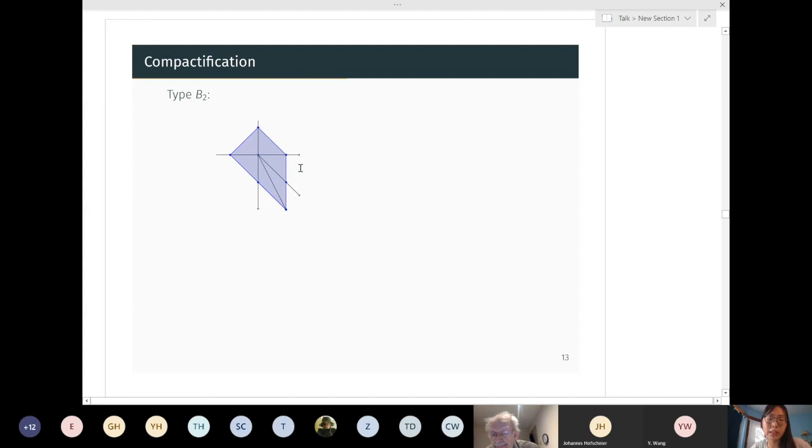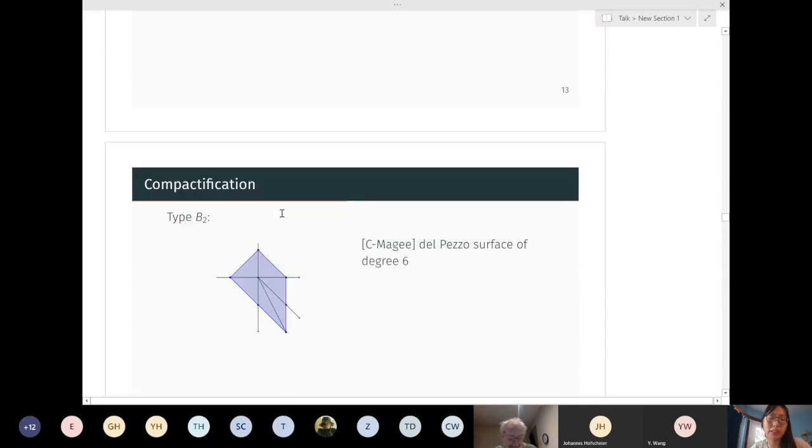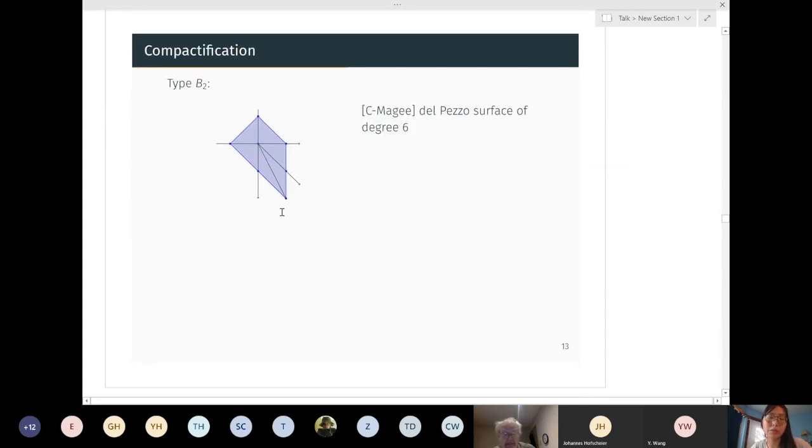We consider the scattering diagram and take the primitive generator and then we join it. And by using this broken line convexity condition, we can see this is positive, or in the beginning, we use the Dynkin diagram to show positive. And what we show, with Magee, is that this is the diapason surface of degree 6, which, even this case is like new already.